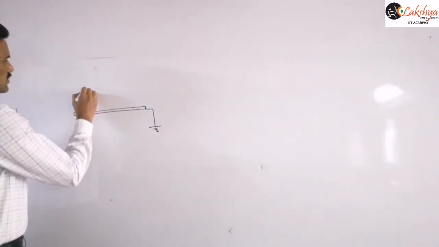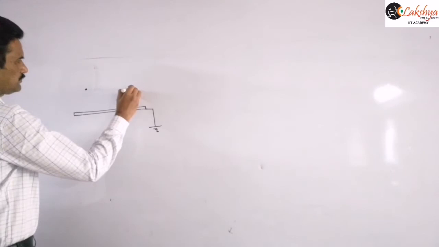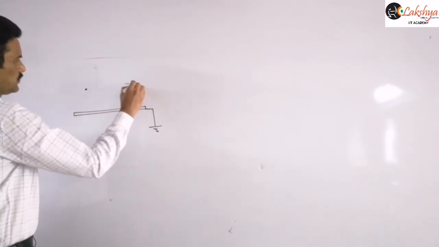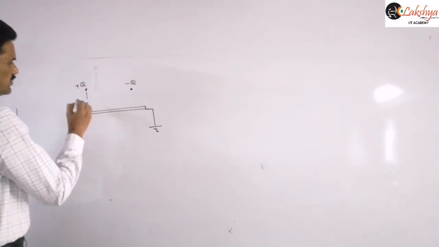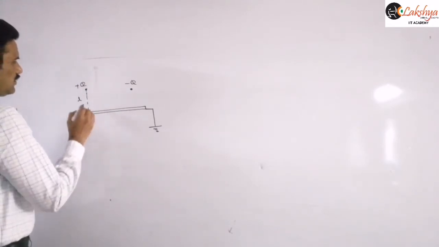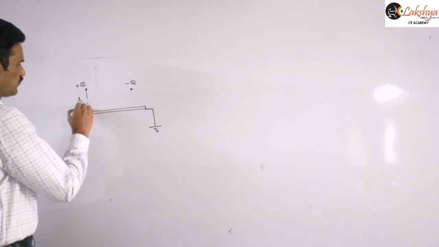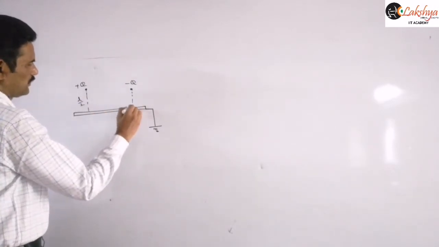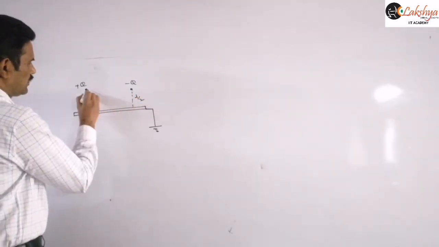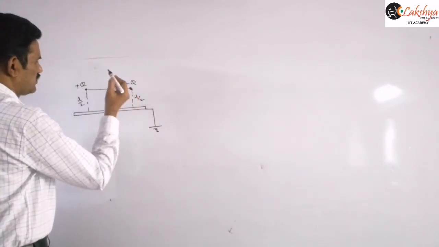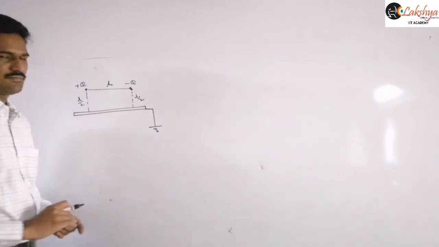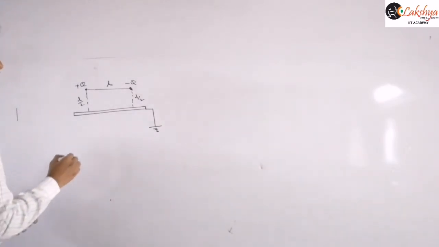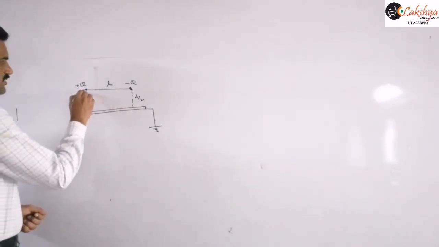So here the charges will be minus q and plus q, and they are at a distance of L by 2 from here, and the separation between these two charges will be L, right? So let us take this as the charge A and this as the charge B.